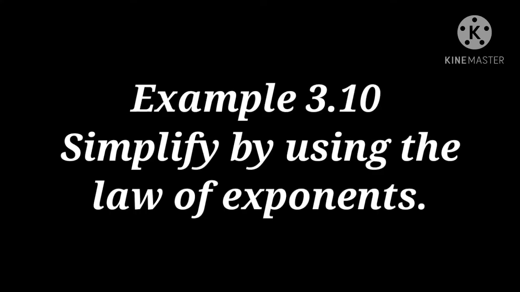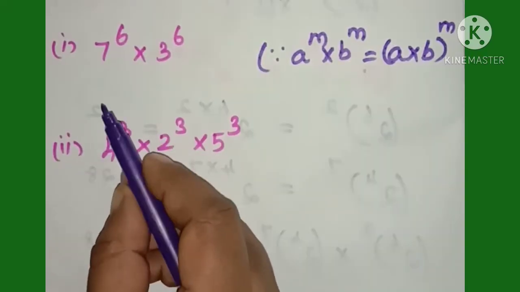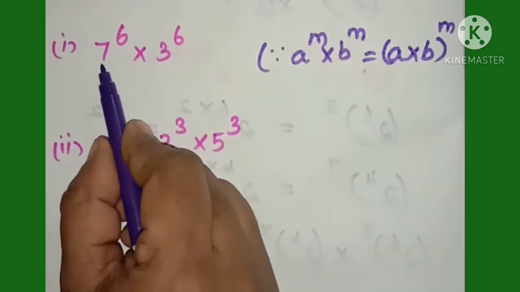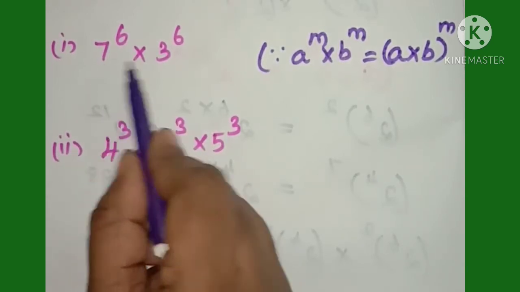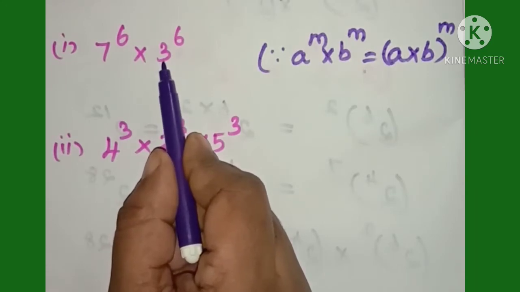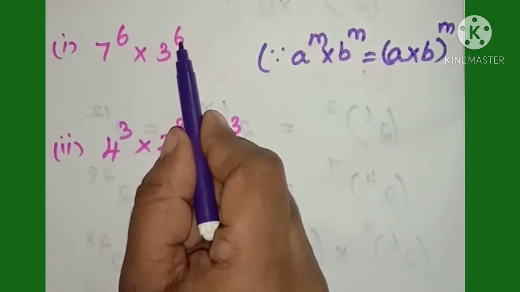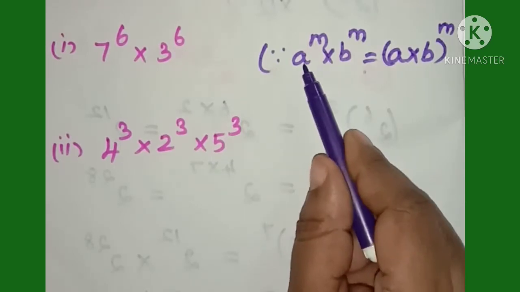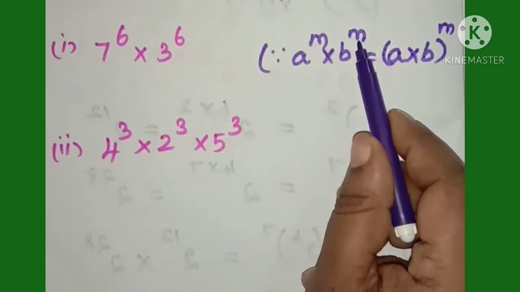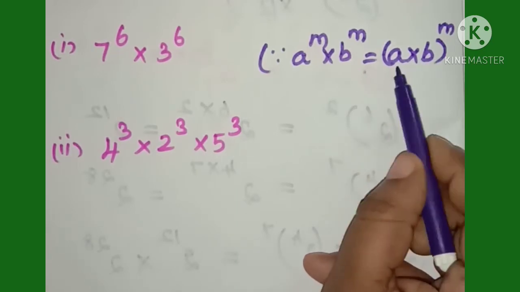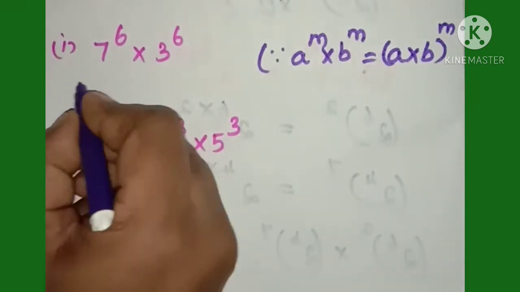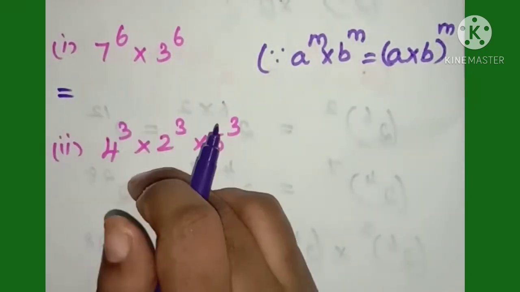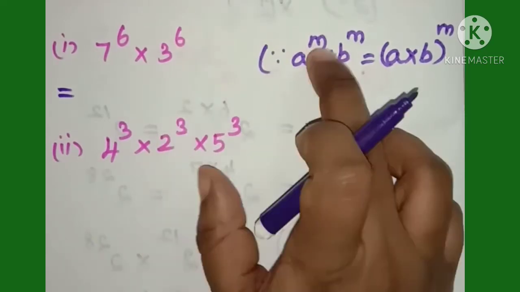Example 3.10, simplify by using the law of exponents. So here students, in the first problem, 7 to the power 6 into 3 to the power 6. Here the bases are different, non-identical bases, and the exponents are the same. So we can use the power of a product rule, that is a to the power m into b to the power m is equal to the product of bases to the power exponent m. So here we can write 7 to the power 6 into 3 to the power 6 in place of a to the power m.